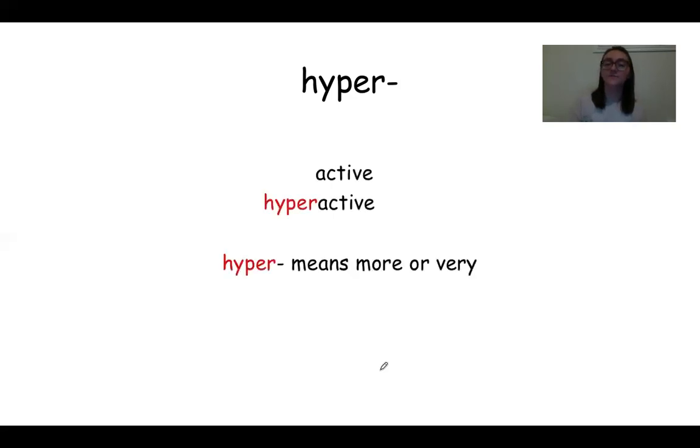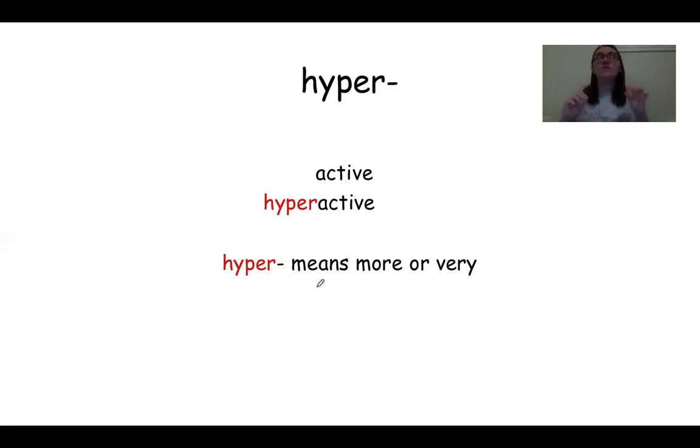Now this other word, hyper. You hear this one a lot now, I think, because people use it a lot to describe things that are more or very of something. So the word that I wanted to show you is active, right? So active means like you move around a lot.